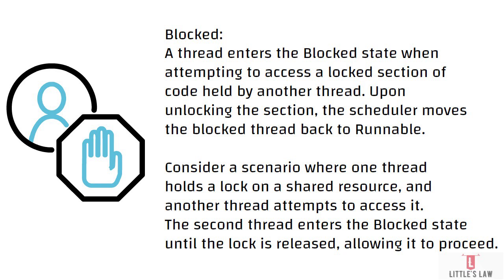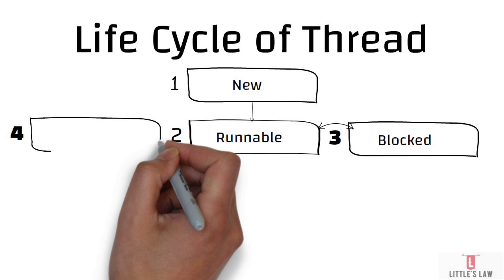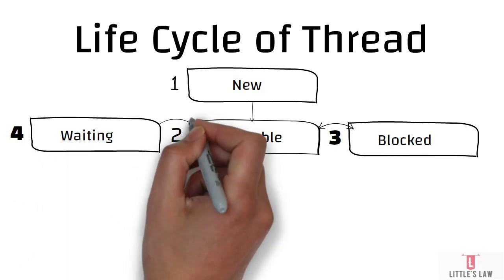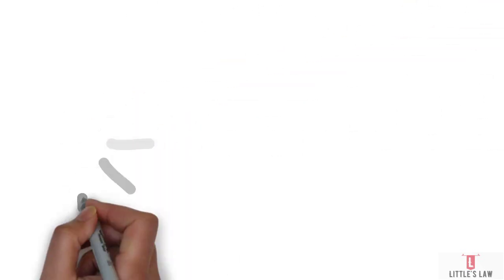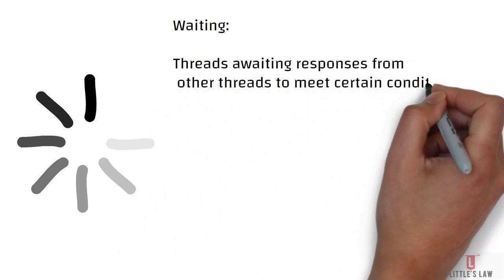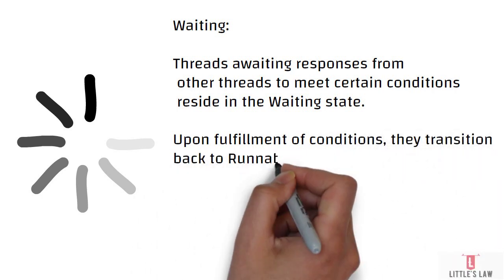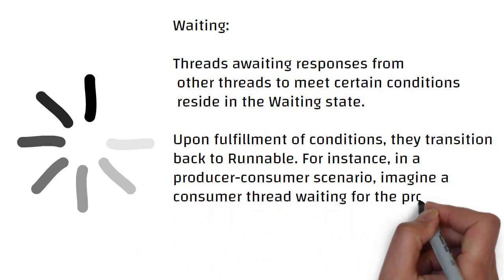Now entering the fourth state, which is the waiting state. Let's see what a waiting state is. The threads awaiting a response from other threads to meet certain conditions reside in the waiting state, right? So I have a thread which is waiting for a response from another thread to meet a particular condition, and it resides in the waiting state. Once the conditions are fulfilled, the thread moves back to runnable.